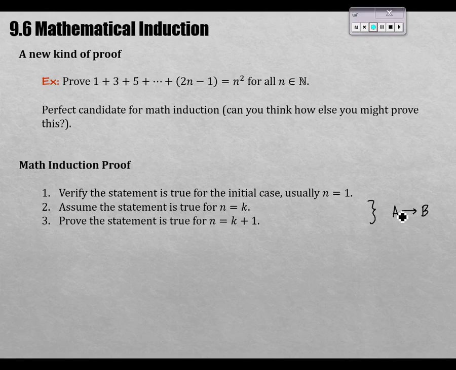But wait a second. You see what's happening here? If it's true for 51, then it's got to be true for 52. N equals 52. You see how this is happening? But wait a second. If it's true for 52, then it must be true for 53.